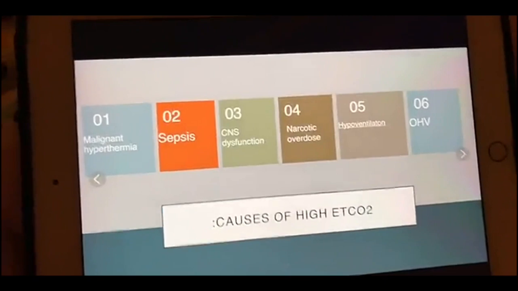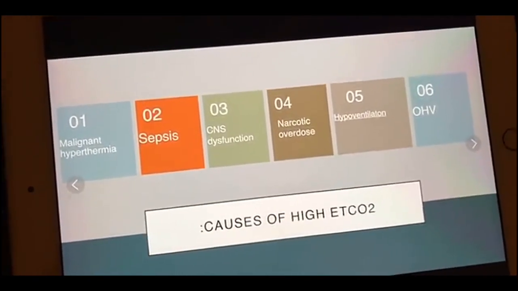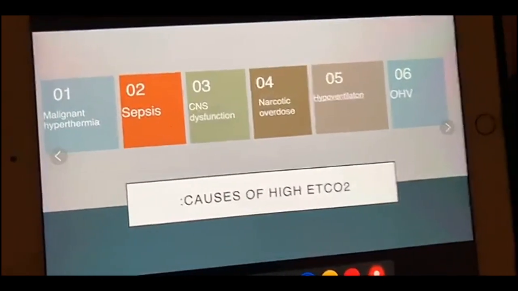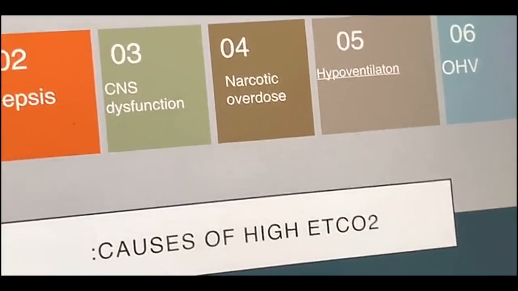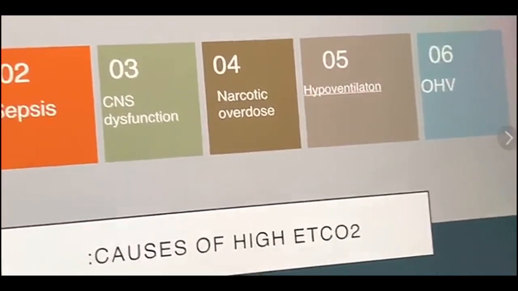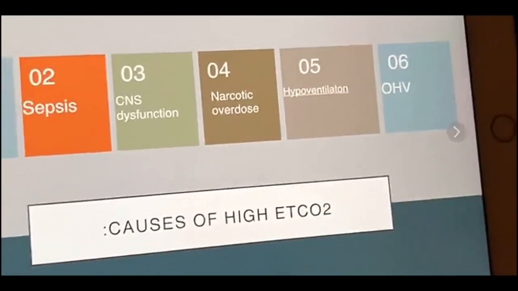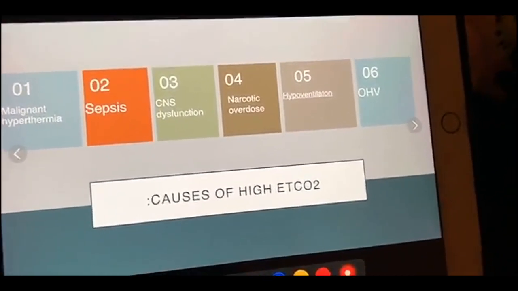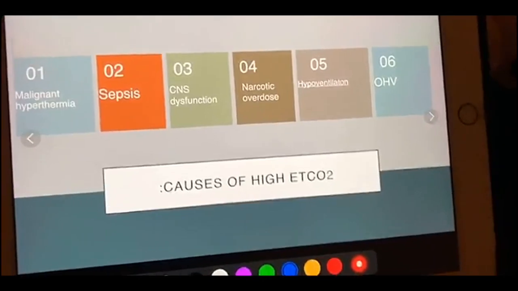Second cause is sepsis. Third is central nervous system dysfunction, either an infection like meningitis or a congenital condition. Fourth is narcotic overdose. We know that narcotic overdose causes respiratory depression, resulting in hypoventilation and accumulation of CO2. Fifth cause is hyperventilation syndrome, the same concept. And the last one is obesity hyperventilation syndrome.